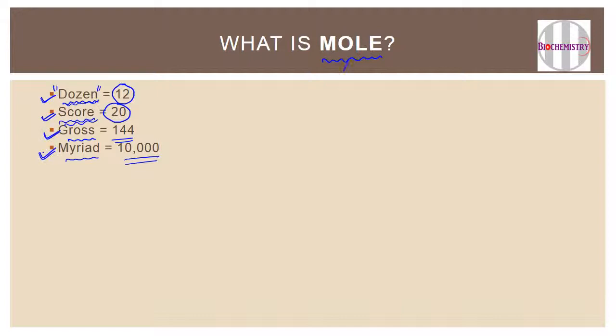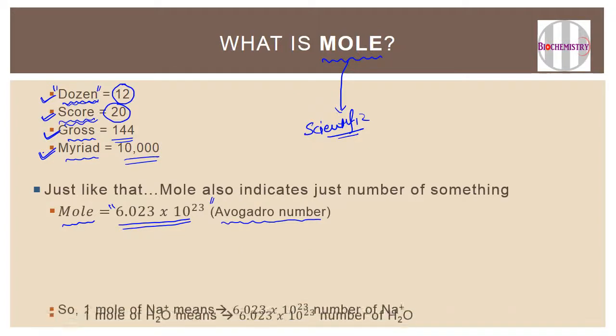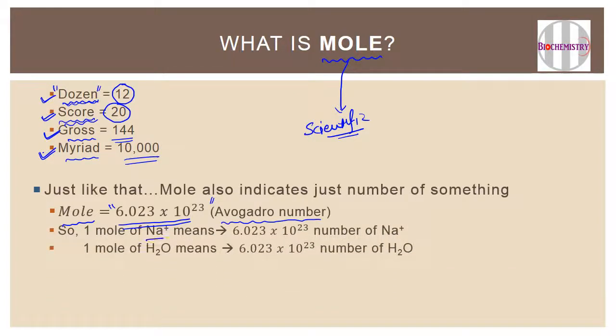Similarly, mole is used in scientific terminology, and it denotes some number. That number is 6.023 × 10^23. This particular number is known as 1 mole, and it is also known as Avogadro's number. So for example, if I say 1 mole of sodium ions, that means 6.023 × 10^23 sodium ions that we are talking about, and 1 mole of H2O means 6.023 × 10^23 molecules of H2O.